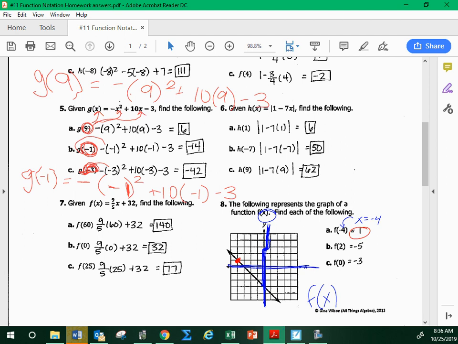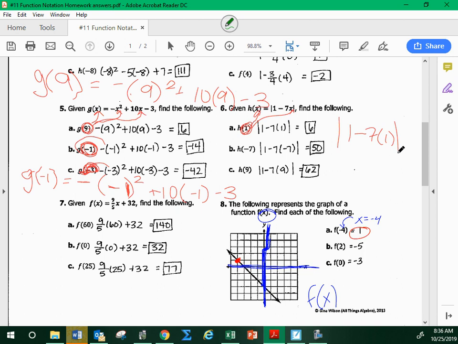So, same thing. H of 1. So 1 is my x value. That's what I'm going to put in for x. So it would be absolute value of 1 minus 7 times 1.